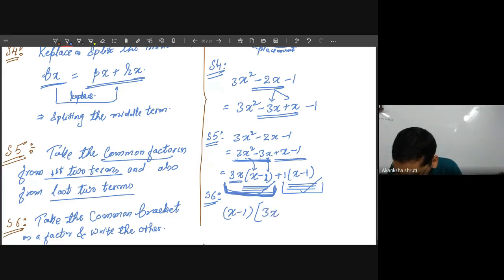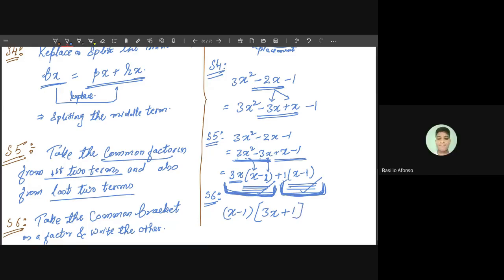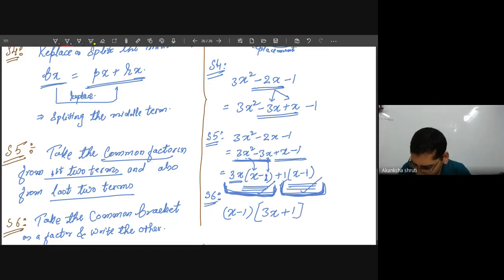Student, now similarly you have to think for this second one. For this second term, this bracket x minus 1 itself is common. What will be left here? It is 1 only. And what is the sign? It is the plus sign. So plus sign we have to write as it is. And what is there is 1 only. So this is the next step, or step number 6. So I have written this in continuation. So better to write this in the smaller bracket. So x minus 1 into 3x plus 1.